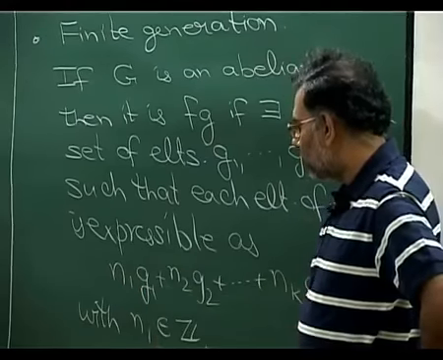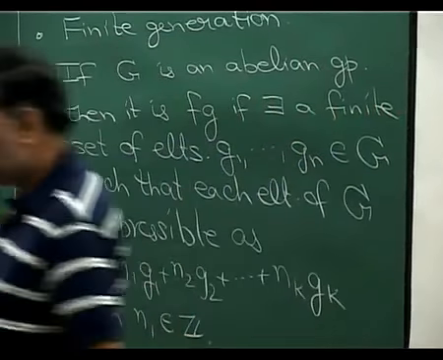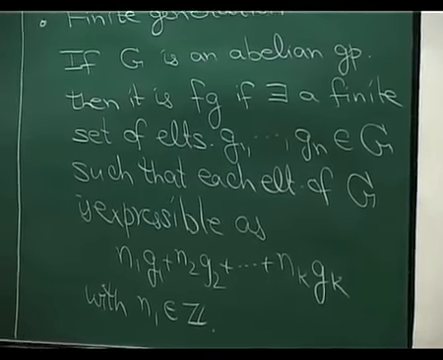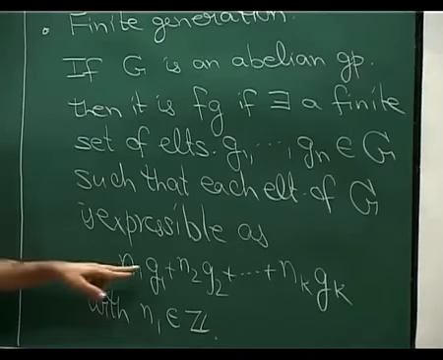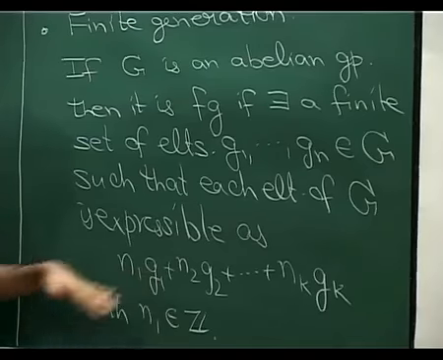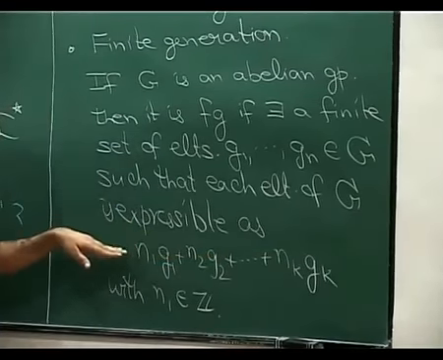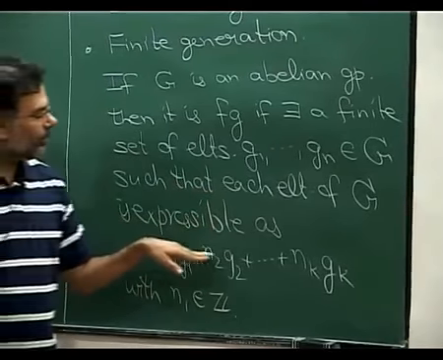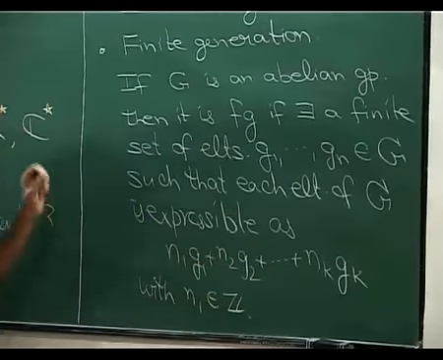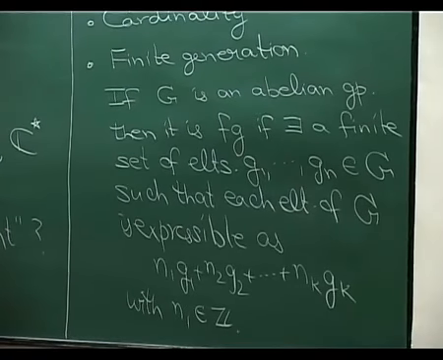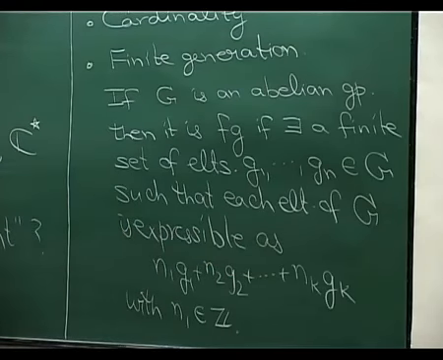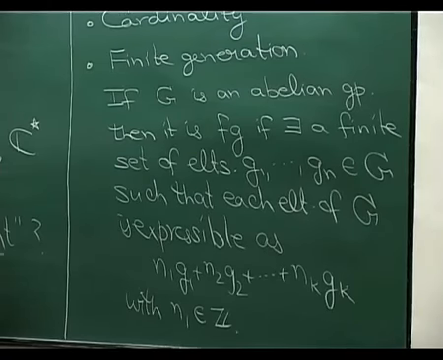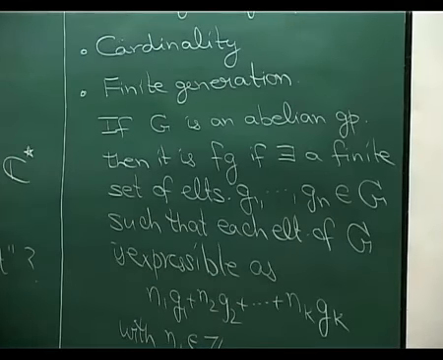And what does n1 g1 mean? n1 g1 means if n1 is positive, then you take n1 copies of g1 and add them all together. If n1 is negative, then you take minus n1 copies of minus g1, which is the inverse of g1, and add them all together. So this has a very specific meaning in any abelian group. Given g1 up to gk, the expression n1 g1 plus n2 g2 plus up to nk gk with the ni's in Z has a specific meaning, as a specific element of that group. And if every element of G is expressible in this form, so nothing about uniqueness, nothing about any other condition, if there is a finite set of elements such that every element of G can be expressed as this sum, then we say that the group is a finitely generated group.